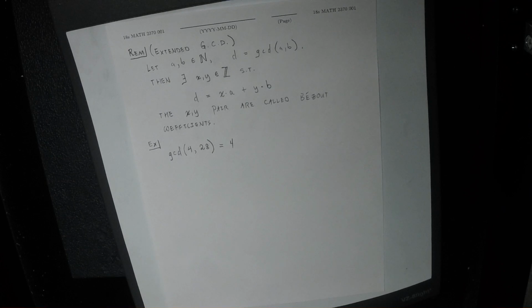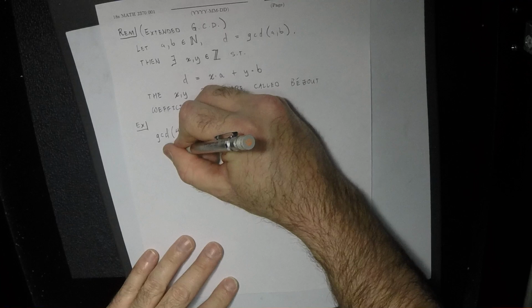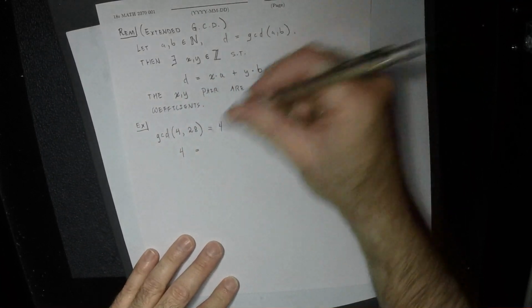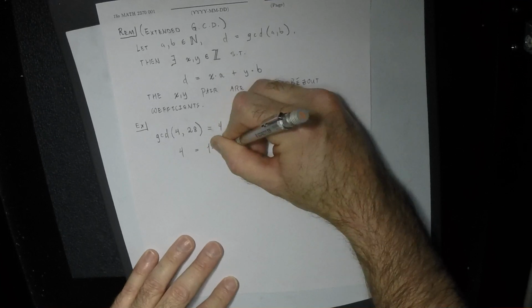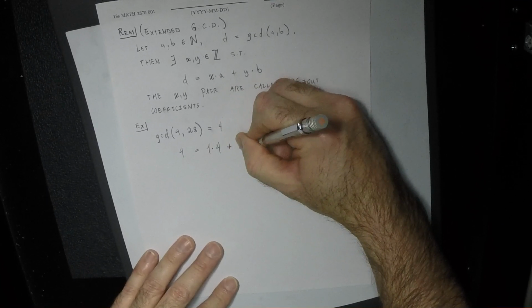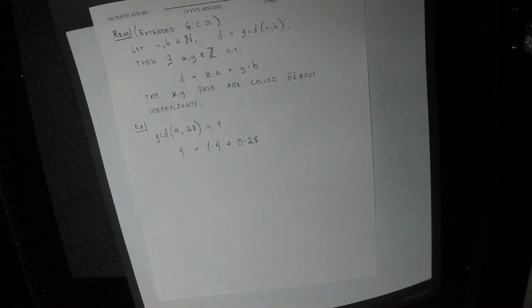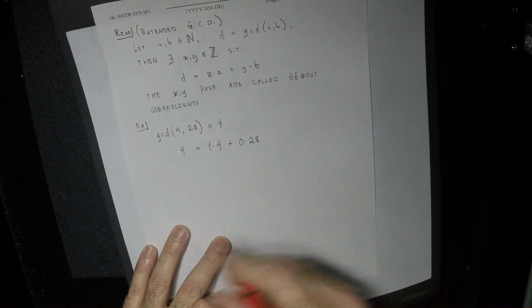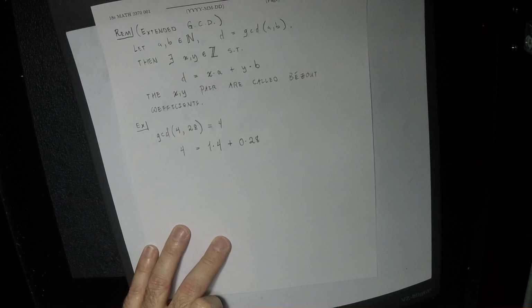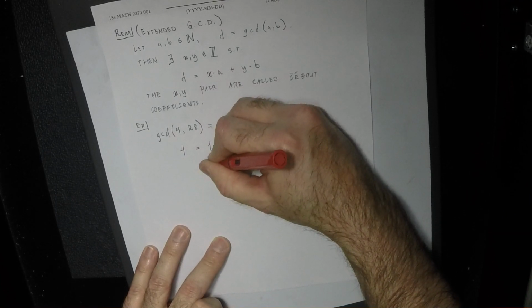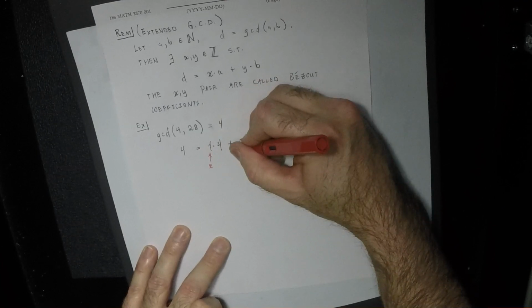So what I want you to observe is that it's possible to take 4 and 28 and take some number of 4s and some number of 28s and obtain the answer 4. So notice 4 is equal to 1 multiplied by 4 plus 0 multiplied by 28. Okay, so what I'm saying is that in the previous definition, what would be x? 1. Yeah, this would be x. And what would be y? 0.